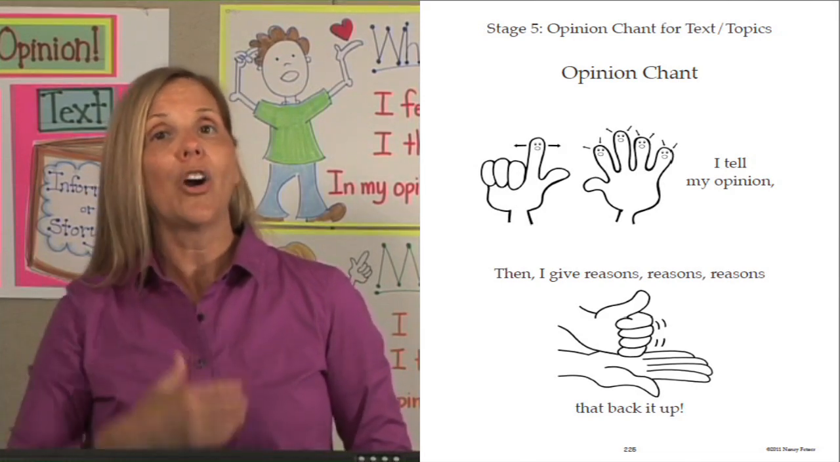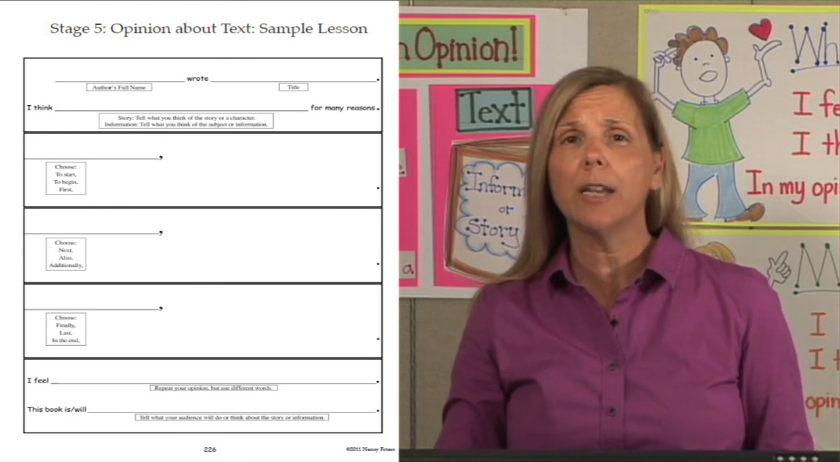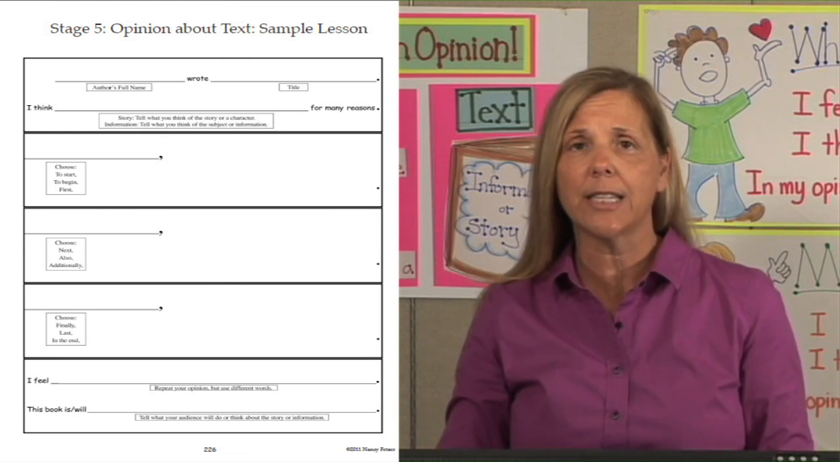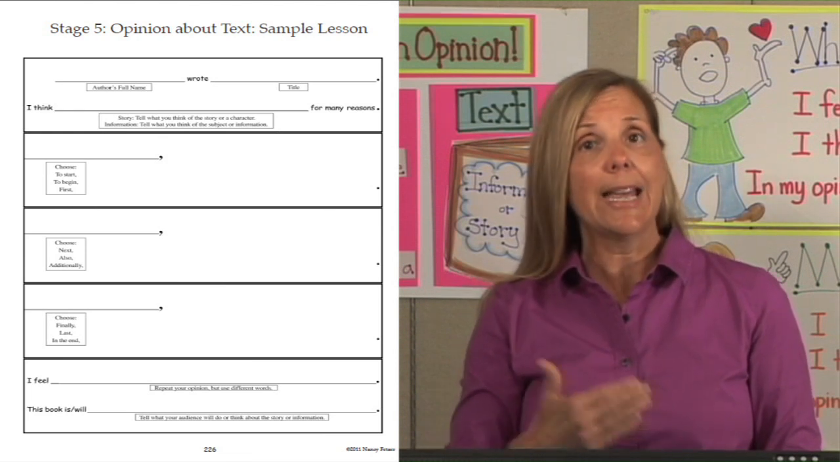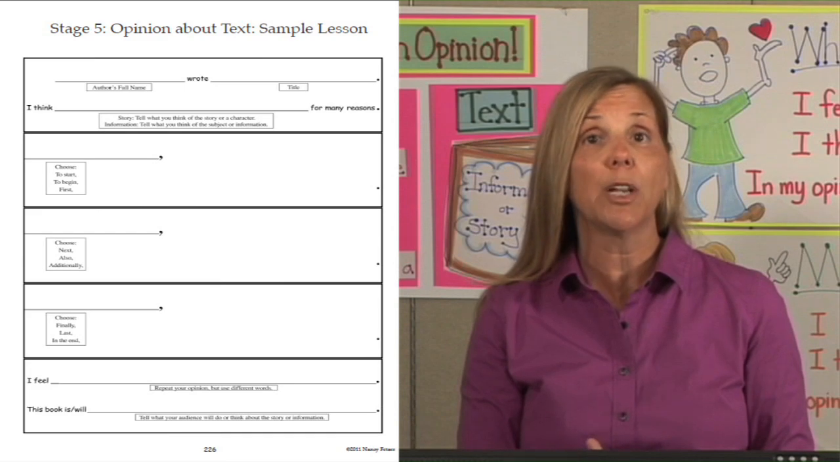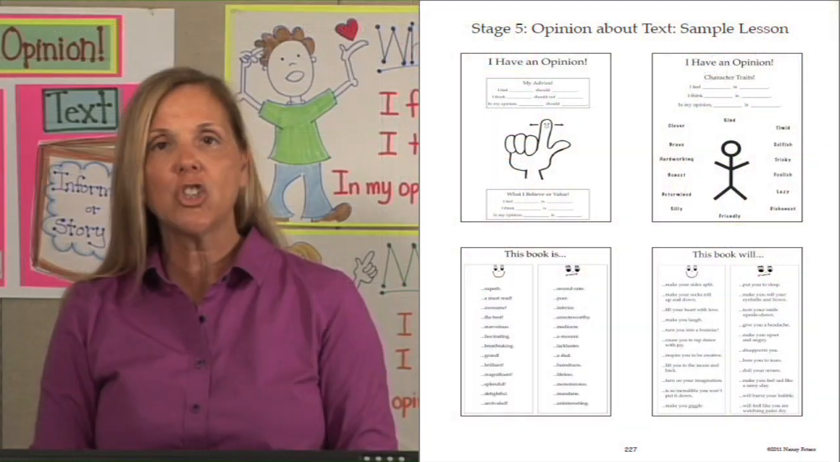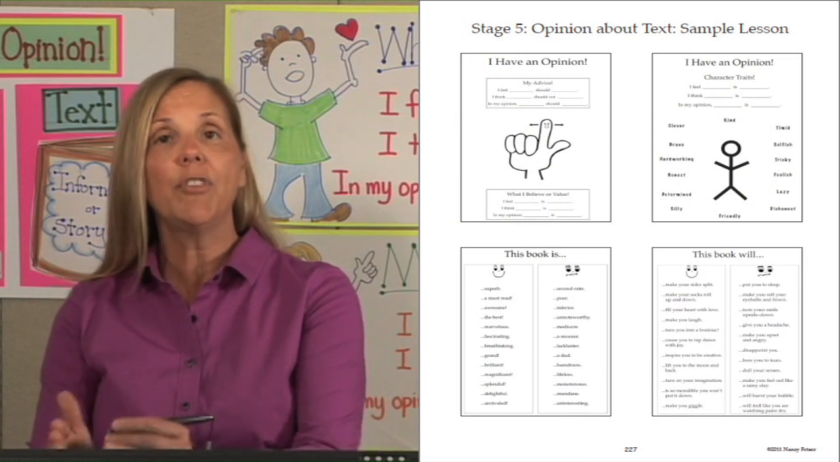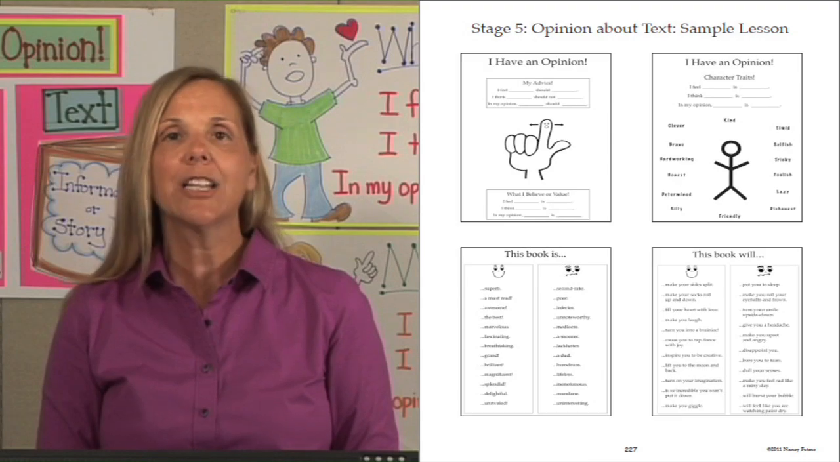Let's plan our opinion. On page 226, you have a black line master to fill out in this lesson. This is for you to fill in during our demo lesson. At the end of this chapter, you have another black line master that you can duplicate for your students. So remember, fill this in as we go along. On page 227, I have the tools that I may be using during this lesson. Let's go ahead and get started.